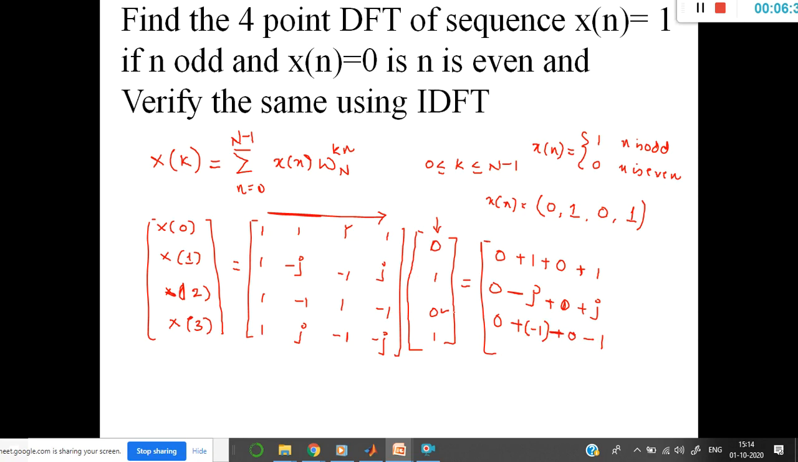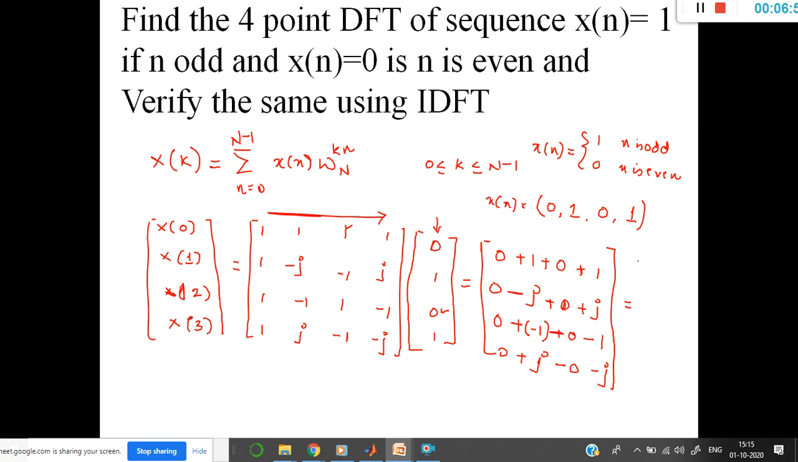Then the last row, 1 into 0 is 0, plus j times 1 is j itself, minus 1 into 0 is 0, minus j into plus 1, so that is again minus j.